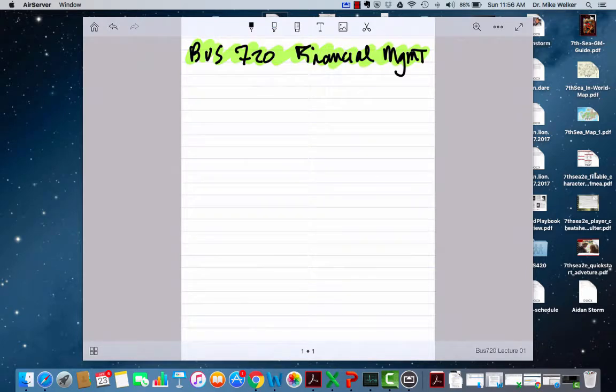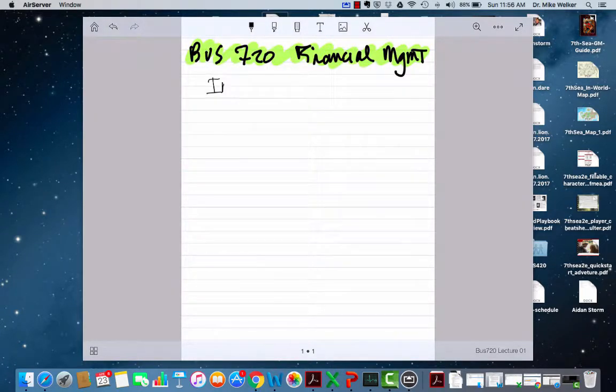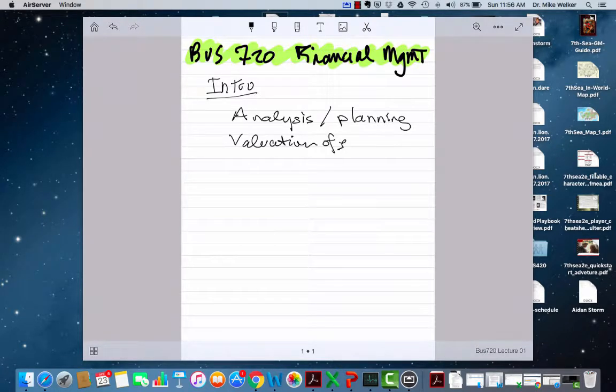Financial management. Let's just do a little intro. What we're going to deal with here is basically the topics that financial managers deal with. It's a fundamentals course, with a focus on the problems that financial managers face and some of the tools they use to solve them. This includes financial analysis and planning, so we'll do a little bit of that right off the bat. We'll also look at the valuation techniques that are used, especially of securities.